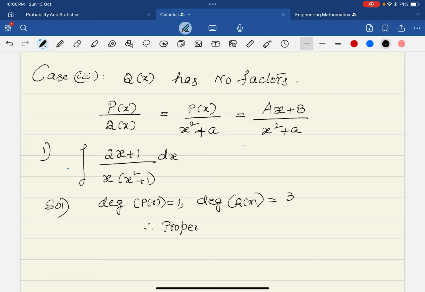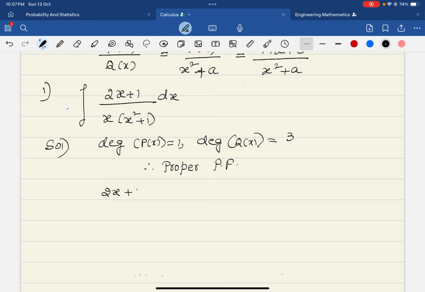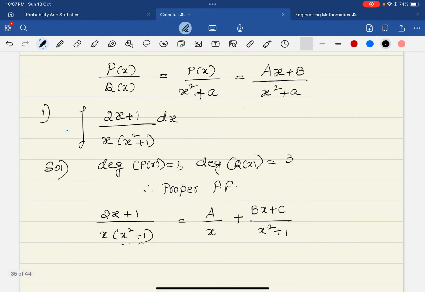Now our job is to resolve into partial fractions. So 2x plus 1 over x times x square plus 1. So here how can we write? A over x is the first one, and x square plus 1 you can check in calculator. X square plus 1 doesn't have any factors in real numbers. So we can write this as bx plus c over x square plus 1. This is the way of writing.